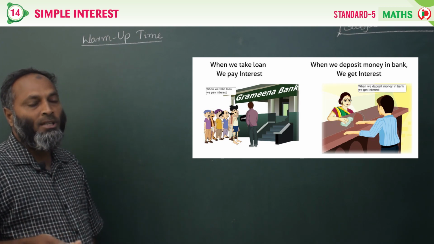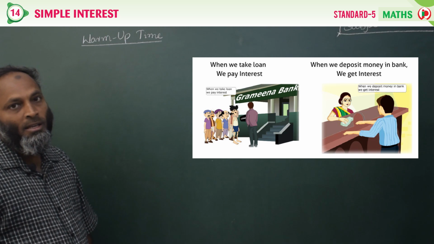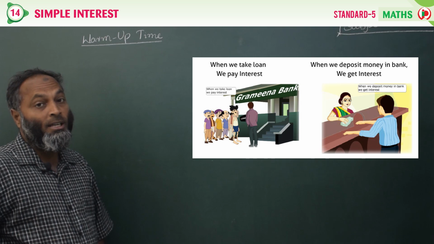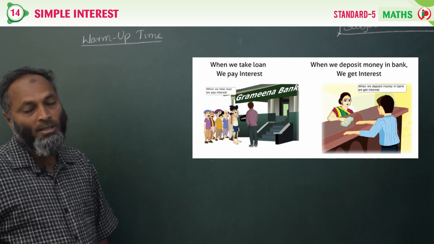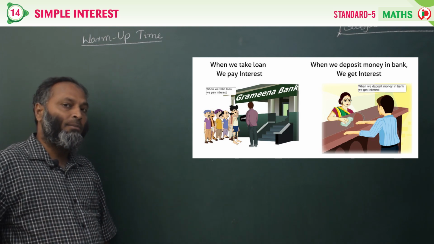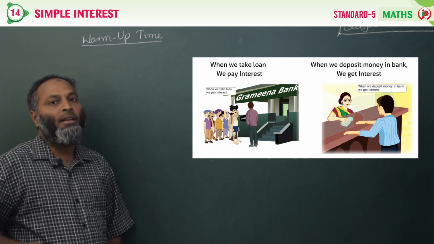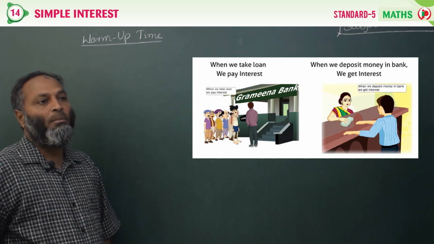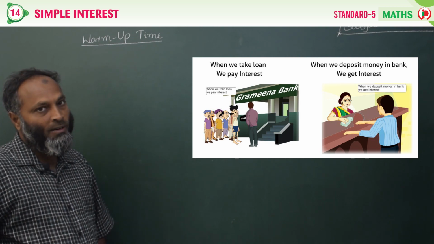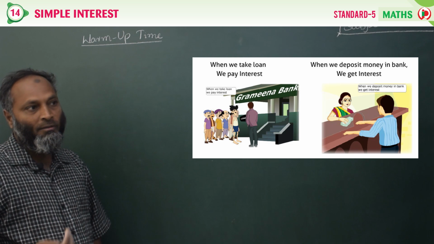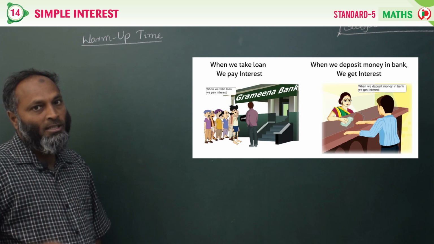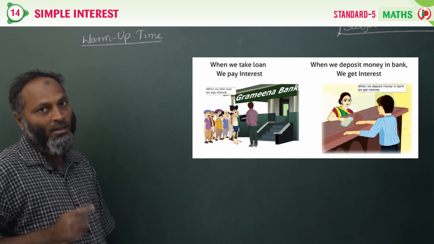Or if we keep some amount safe in the bank, then the bank will pay some extra amount to us. That extra amount is the interest they are paying. Why are they paying extra to us? Because we are keeping our money in the bank. Whatever extra amount they pay when we take back our deposited amount, that extra amount is interest.